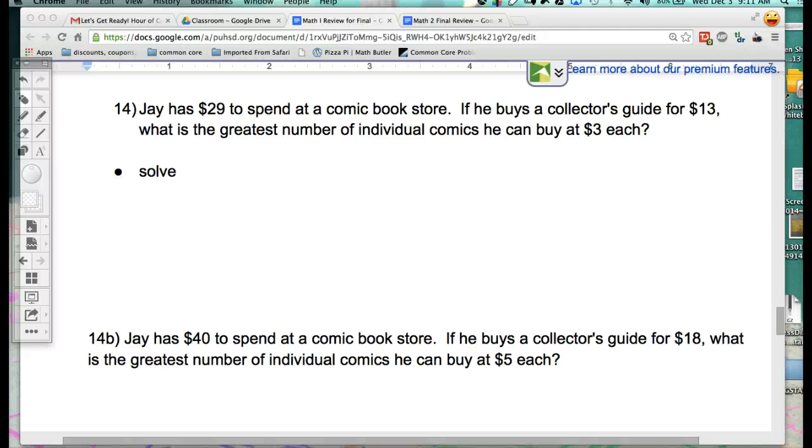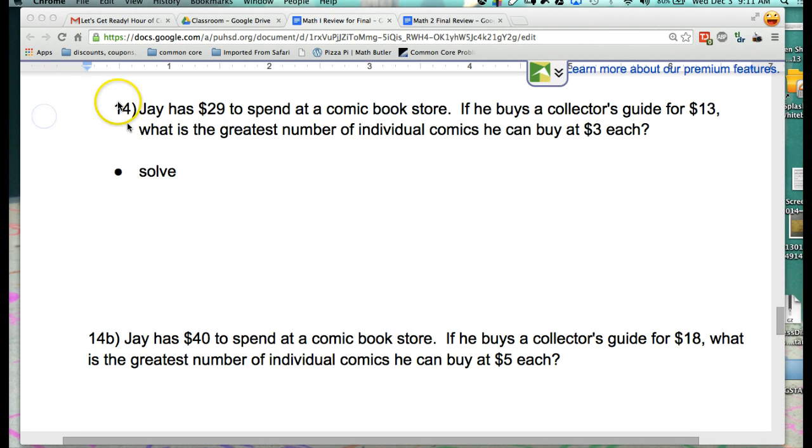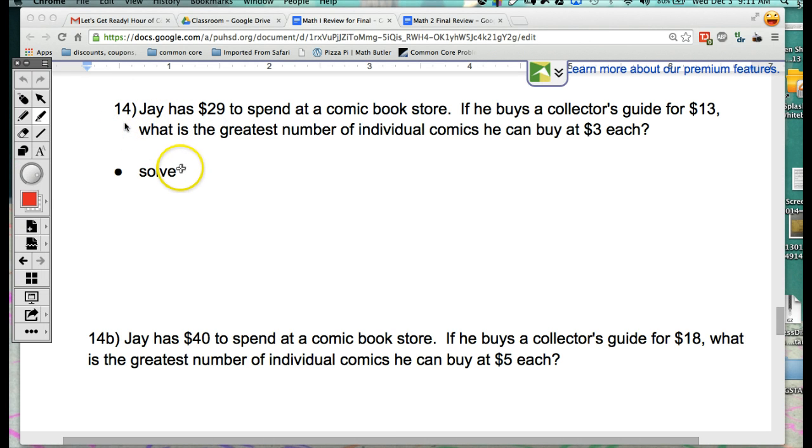Okay, so over here, we have to make sure that we highlight, remember? And I know when you're taking your test, you have to use your Chromebook. And so make sure you use the highlighting feature if it is available on your test, okay? So Jay has $29, and then he is going to buy a collector's guide for $13. I don't know what a collector's guide is. Do you guys know what that is? Okay. Then what is the greatest number of individual comics you can buy at $3 each?